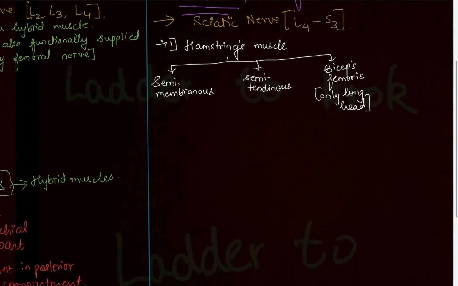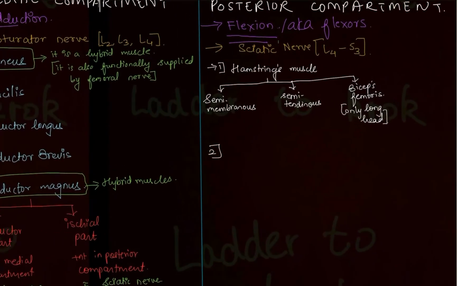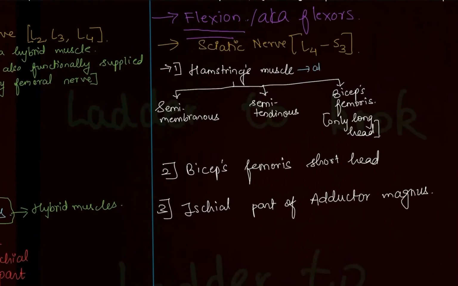Okay. Then write down the second muscle which comes under the posterior compartment. It is biceps femoris, short head. And the last is, we've already done, ischial part of adductor magnus. Okay. For hamstring muscle, write down, it is also known as footballer's muscle. Okay, because the people who play football, they have very well developed hamstrings.